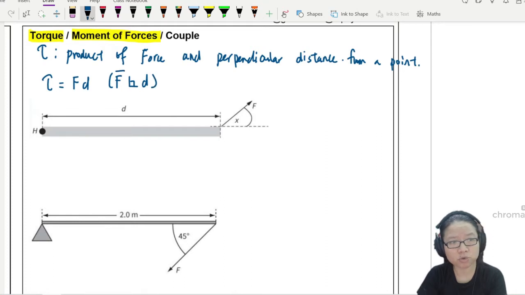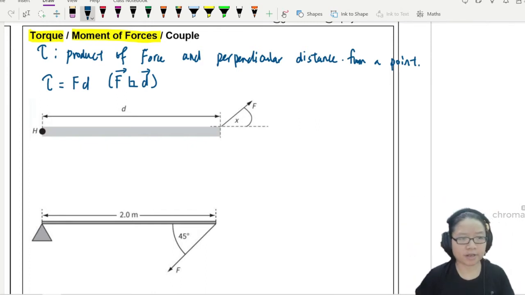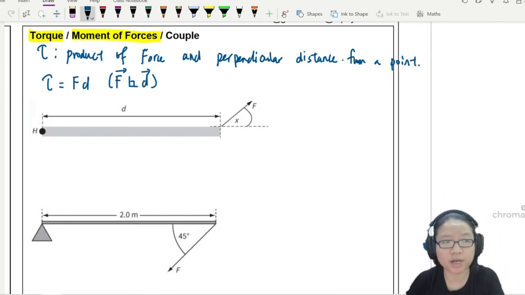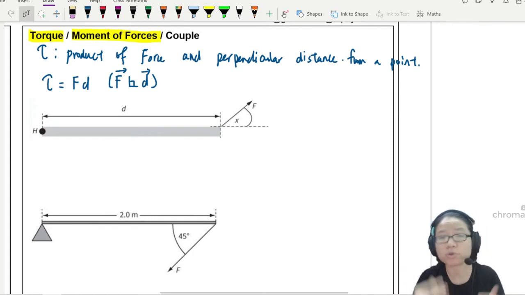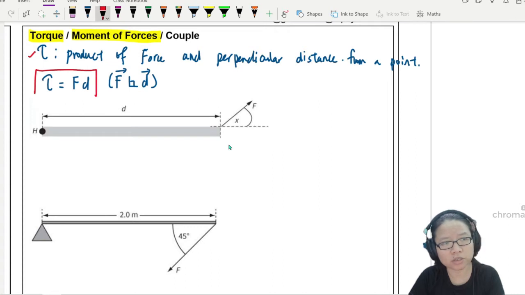These two are actually vectors. So later on, if you have time to study cross products, torque is actually the cross product of vectors. But for our purposes right now, we're going to stick to force times perpendicular distance from a point. This is the definition, and this is the equation. I know what you're thinking. Teacher, you see the diagram down there? The force is not like how to find.